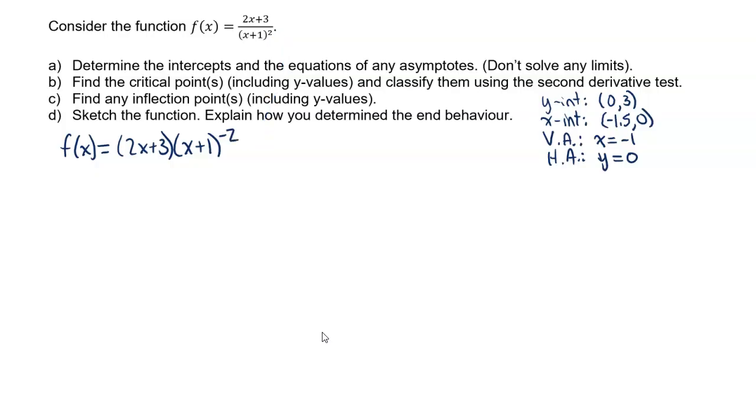And so when I write the negative 2 there, now I can use the product rule. And the product rule says this. I'm going to take the derivative of the first function times the second function plus the derivative of the second function times the first function. This is my f function. In this case, this is my g function.